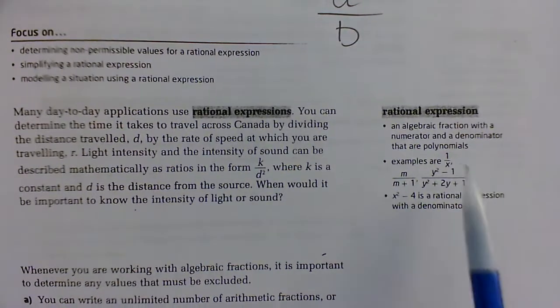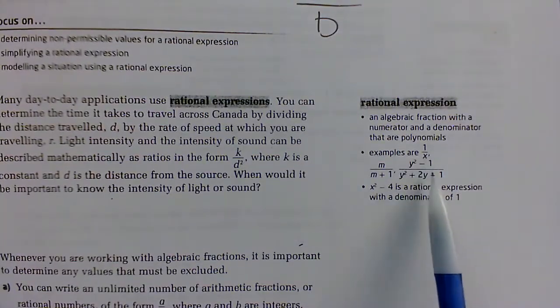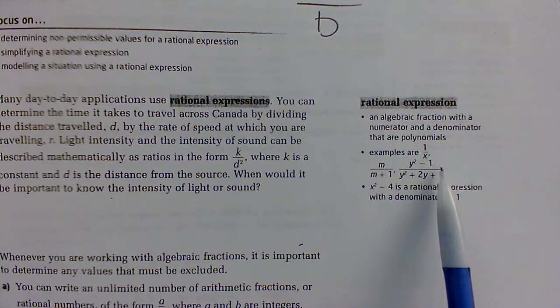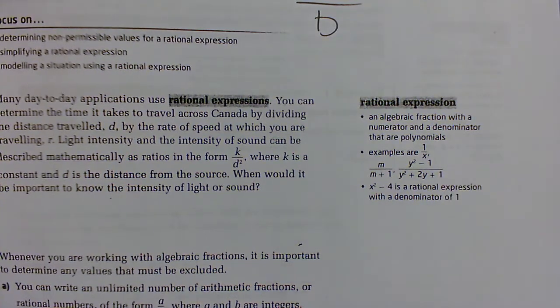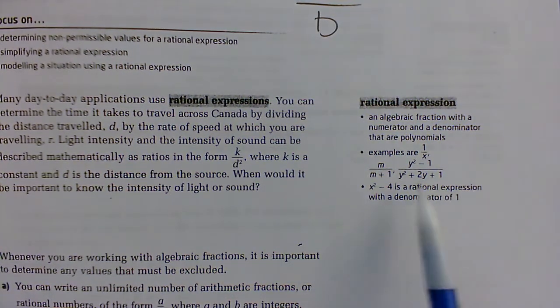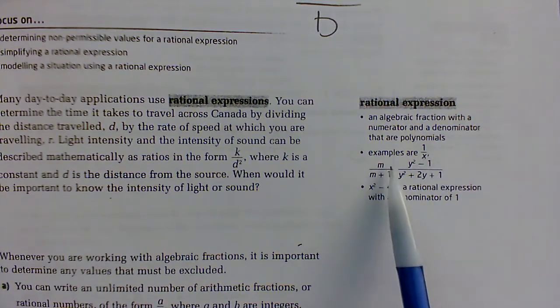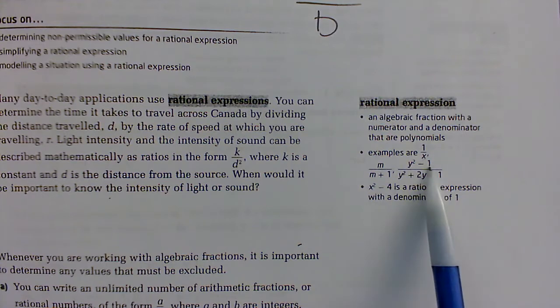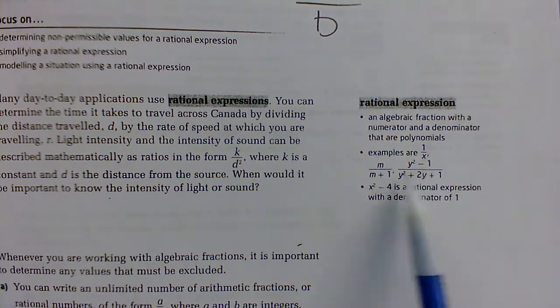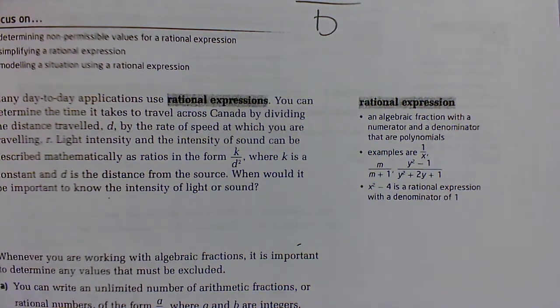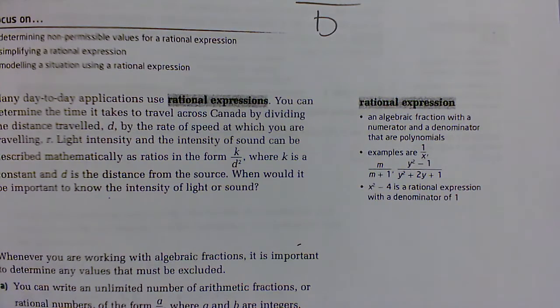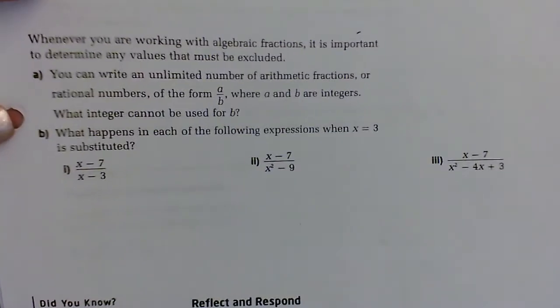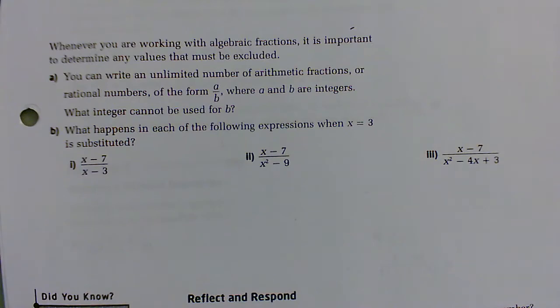so they show you some examples of some rational expressions here. We're not going to have just numbers. We're going to have binomials and trinomials and things that need to factor. So for example, 1 over x, m over m plus 1, a monomial over a binomial. We have a difference of squares, I think, on top over a trinomial on the bottom. That sort of thing.